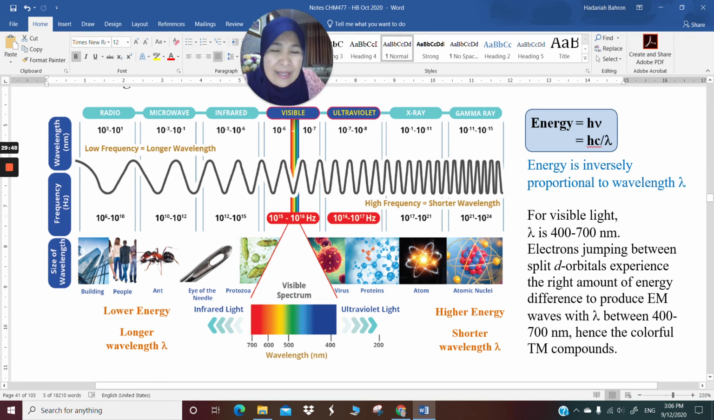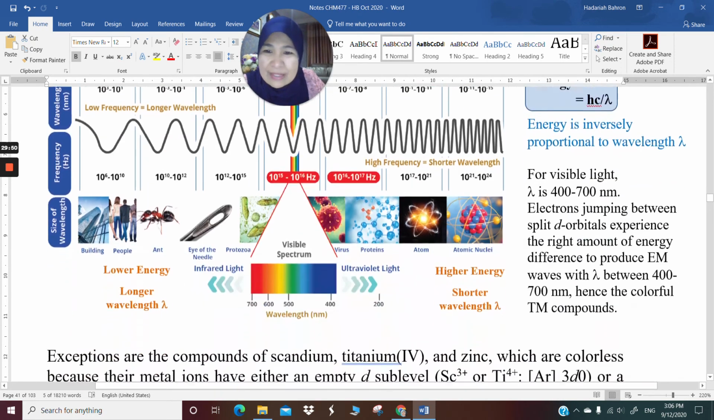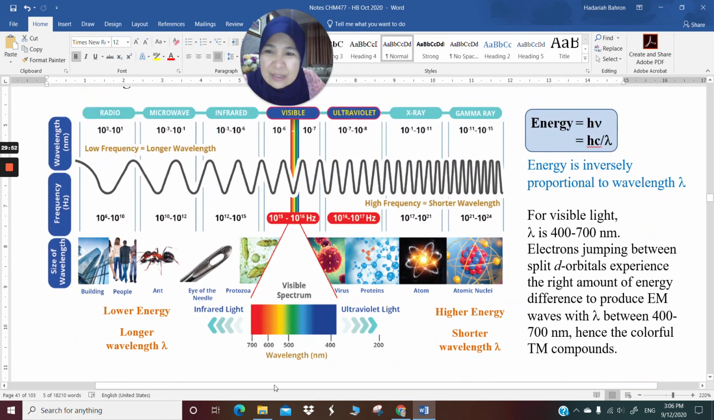I have enhanced this particular paragraph with this picture. So energy is equal to h nu. Nu is frequency, and nu is c over lambda. So at the radio frequency, for example, the wave has low energy, it has long wavelength. But the X-ray and the gamma ray, those electromagnetic waves are high energy waves.